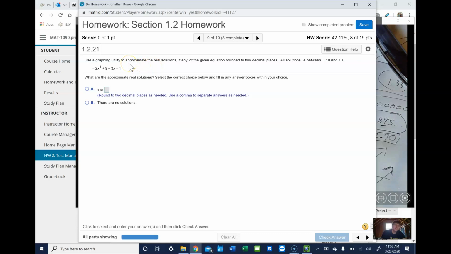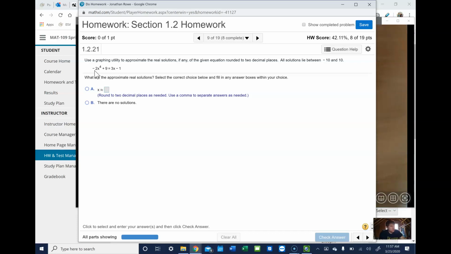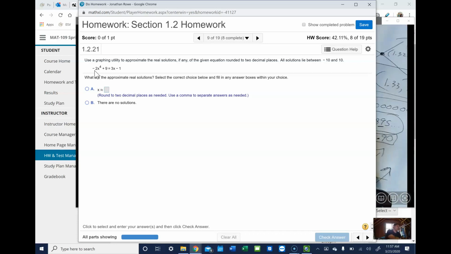All right, here's another one where we're going to use the graphing calculator. We'll learn more about how to solve some of these more complicated polynomial equations by hand later on in the quarter. But let's do it with the graphing calculator. And you can always do this in the graphing calculator, which is nice. It can be your friend. So let me write down this problem. Negative 2x to the fourth plus 9 equals 3x minus 1.